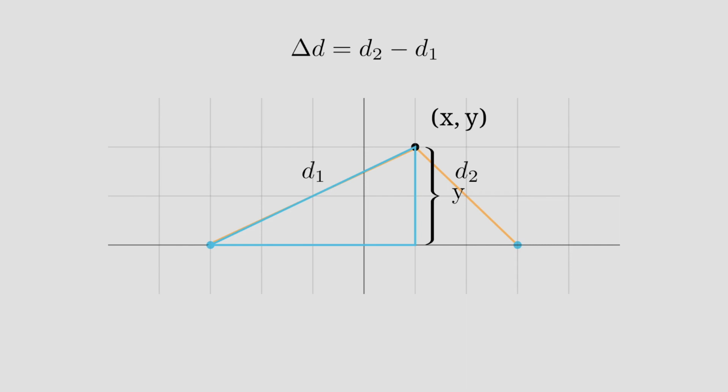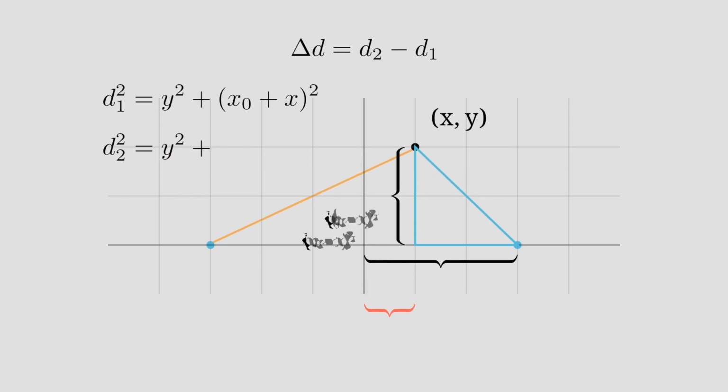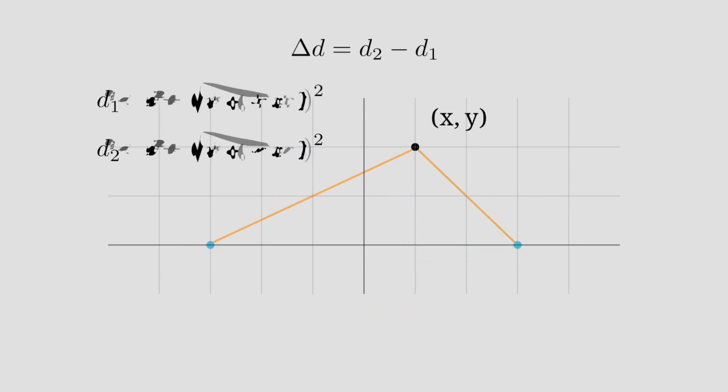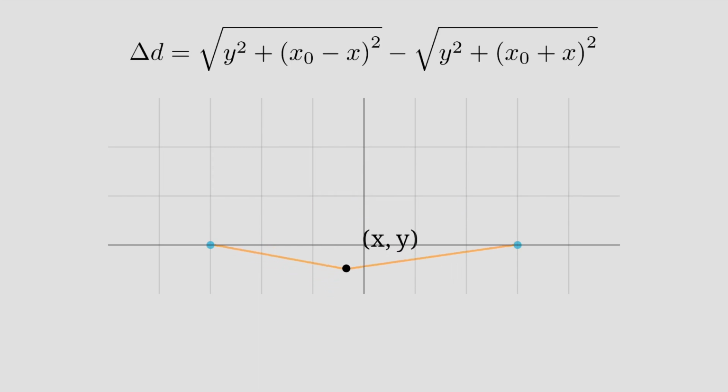Now look closely. The height of the triangle is just the y-coordinate, and the base is just the source distance plus your x-coordinate. And now we have an expression for d1 squared. For the other distance, we can do the same, but now the base is the source distance minus the x-coordinate. Finally, we have an expression for d1 and d2. We can take the square of both sides and substitute in our original equation, and we get this really big but beautiful equation that works for any pair of x and y coordinates.